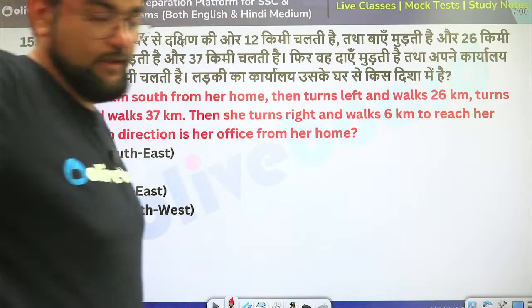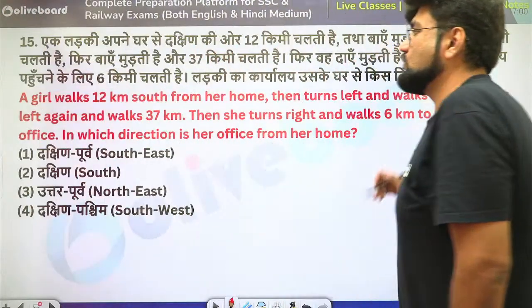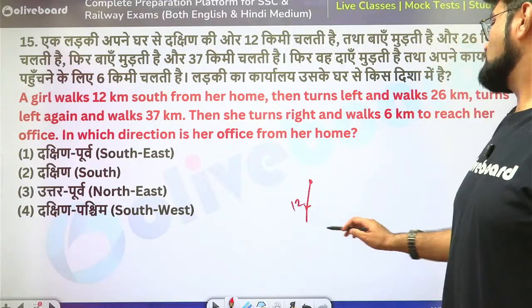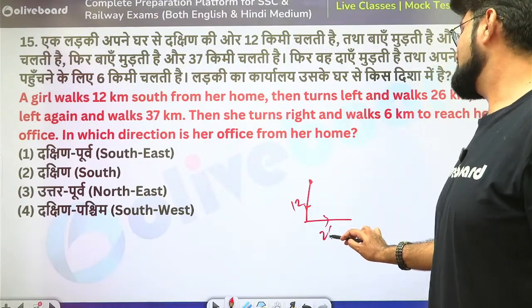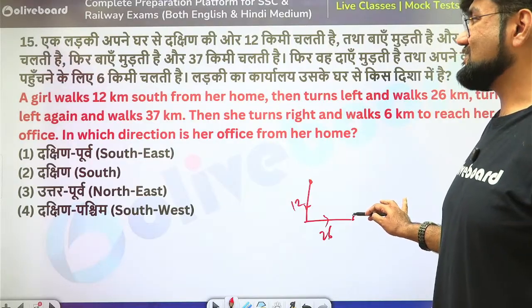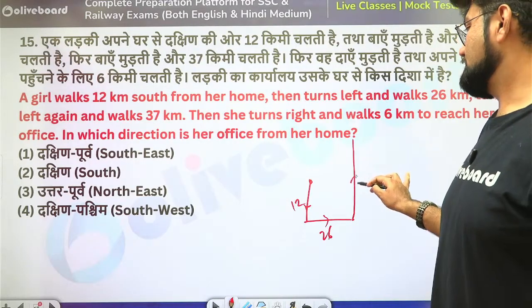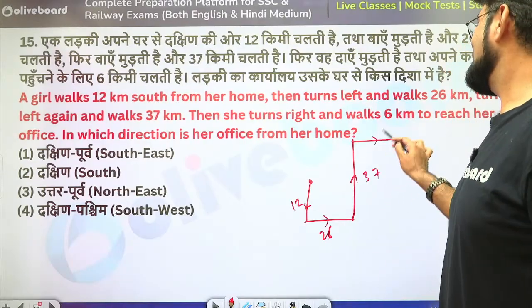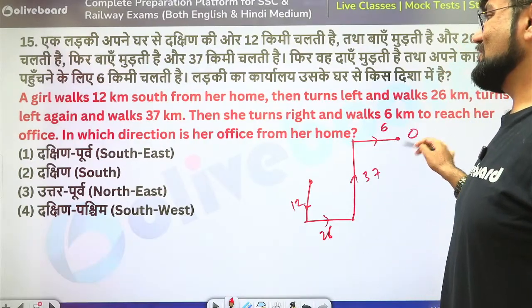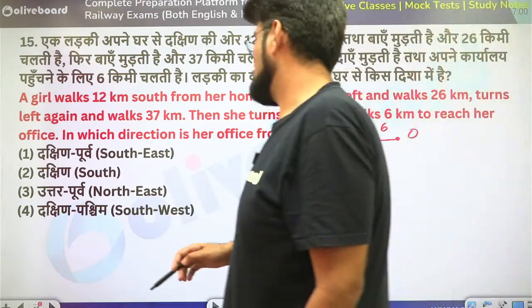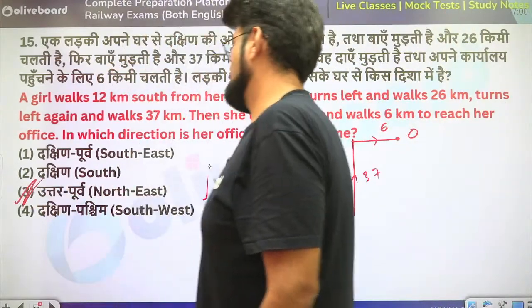Good job. Very good. Quick answers. Girl walks 20 kilometers south from her home. Turns left and walks 26 kilometers. Turns left again and walks 37 kilometers. So 12 plus 25. She then turns right and walks 6 kilometers to reach her office. Which direction is office from her home? Oh, couldn't have been easier. It is northeast. Option 3. Cool.